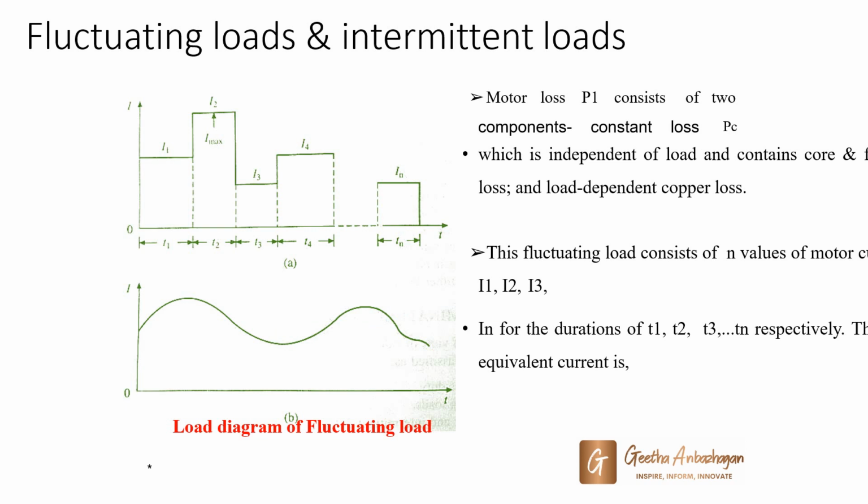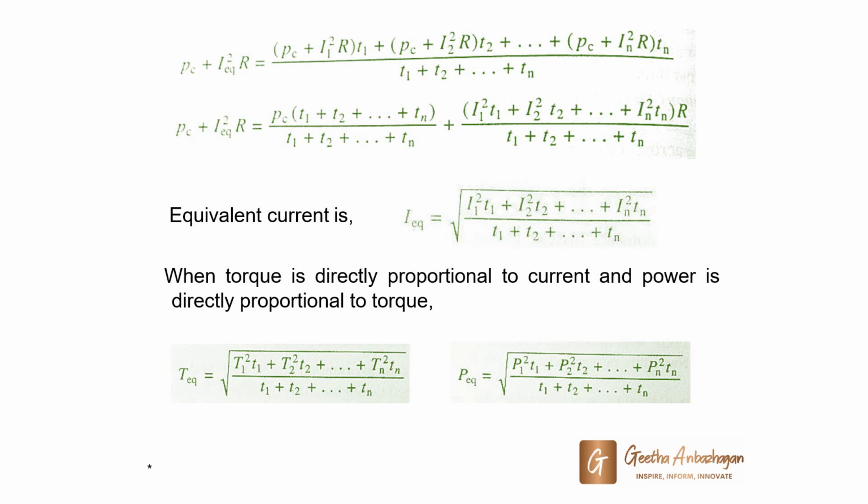Next, we have fluctuating loads and intermittent duty. This method is based on the approximation that the actual variable motor current can be replaced by an equivalent current which produces the same losses in the motor as the actual current. The equivalent current is determined by the equations as shown.